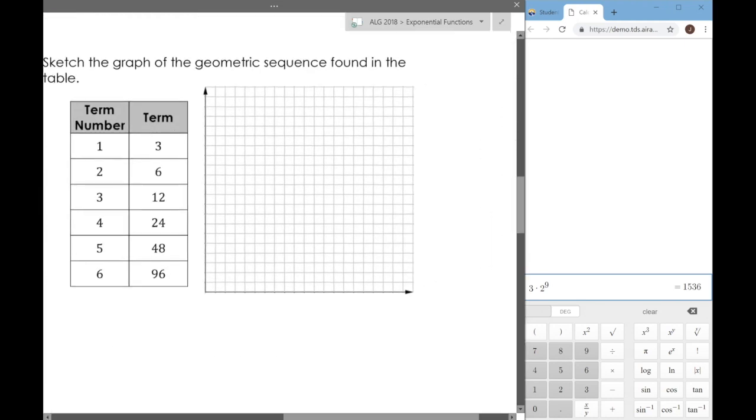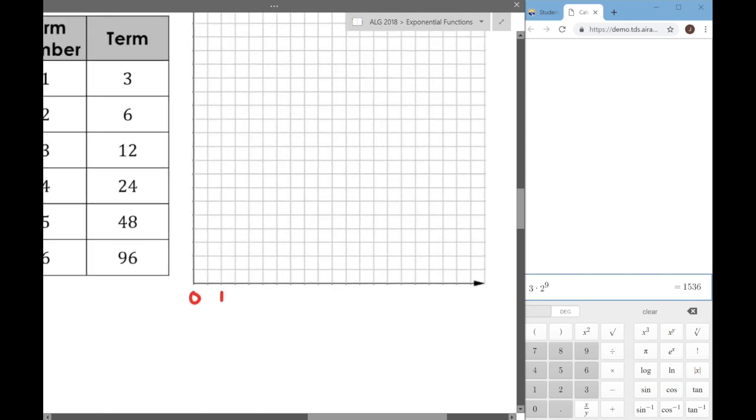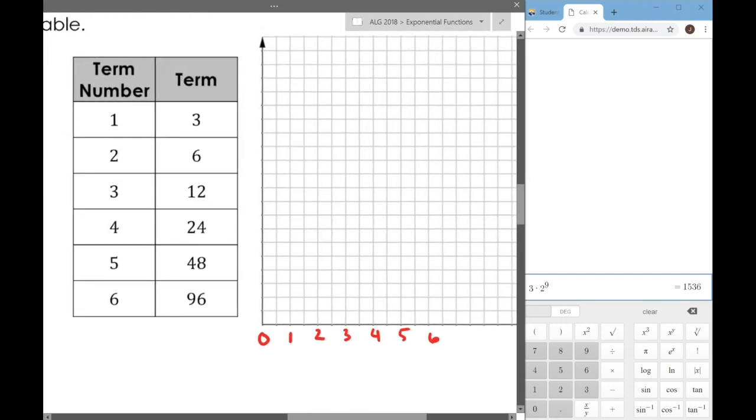Let's look at how we graph it. So let's do 0. Let's do a 1 right here. Skip a line, and then skip another line, 2. Skip a line, 3. Skip 4. Skip 5. And skip to 6. Now we only go up to 6, so no need for you to go any higher. Okay. Alright, so now we're going to go up by 5s on the y-axis.